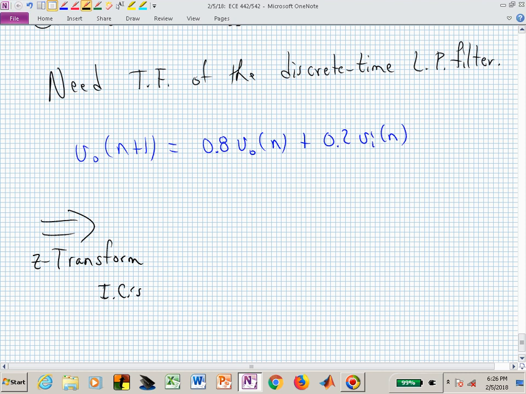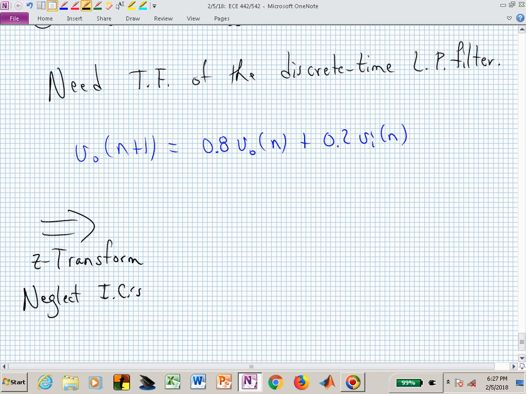If we're interested in the transfer function, what do we need to do with the initial conditions? Do we need to do anything with the initial conditions? No, we want to know what's happening in the sinusoidal steady state. All the transients have disappeared. We don't care about what the initial conditions are, so let's go ahead and neglect the initial conditions when we take this difference equation into the frequency domain.